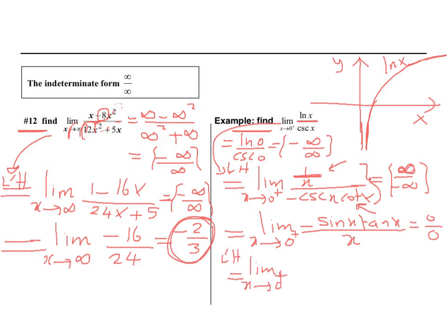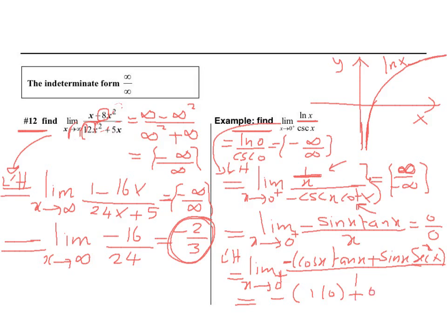Now differentiate the numerator, which is minus, derivative of sine is cosine, times tan x, plus sine times the derivative of tan, which is secant squared x, divided by 1. If you substitute, this is 1 times 0 plus 0 times 1, divided by 1, which is equal to 0. This is your final answer.